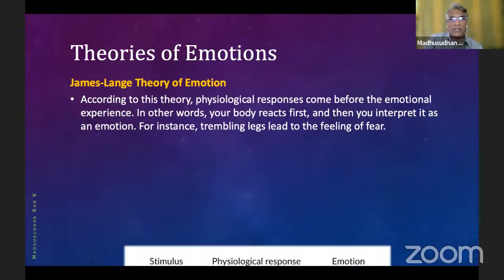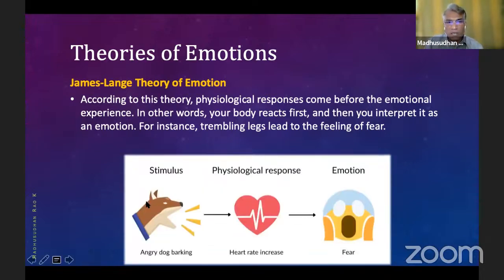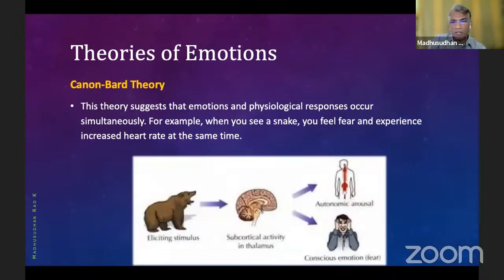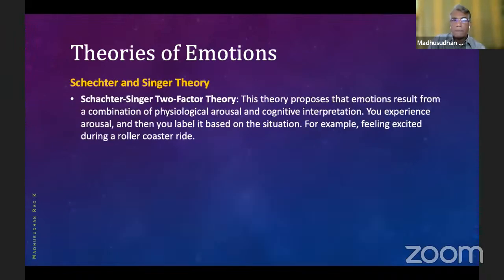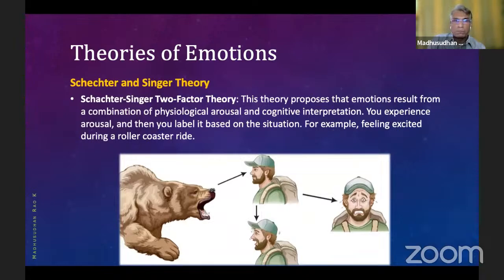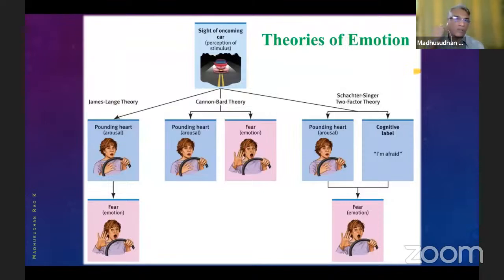So the James-Lange theory, I represented them. I'll show all the things combined together. This is James-Lange's theory. Go through it. This is the Cannon-Bard theory. Just go through it. Schachter and Singer's theory, all put together. This one.